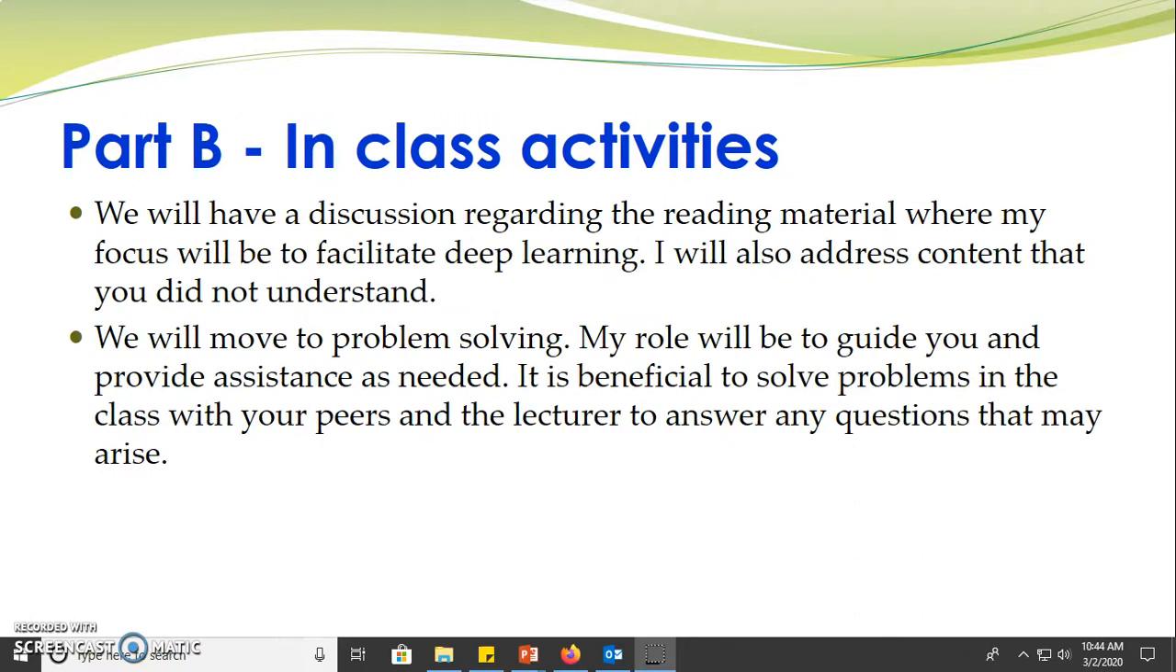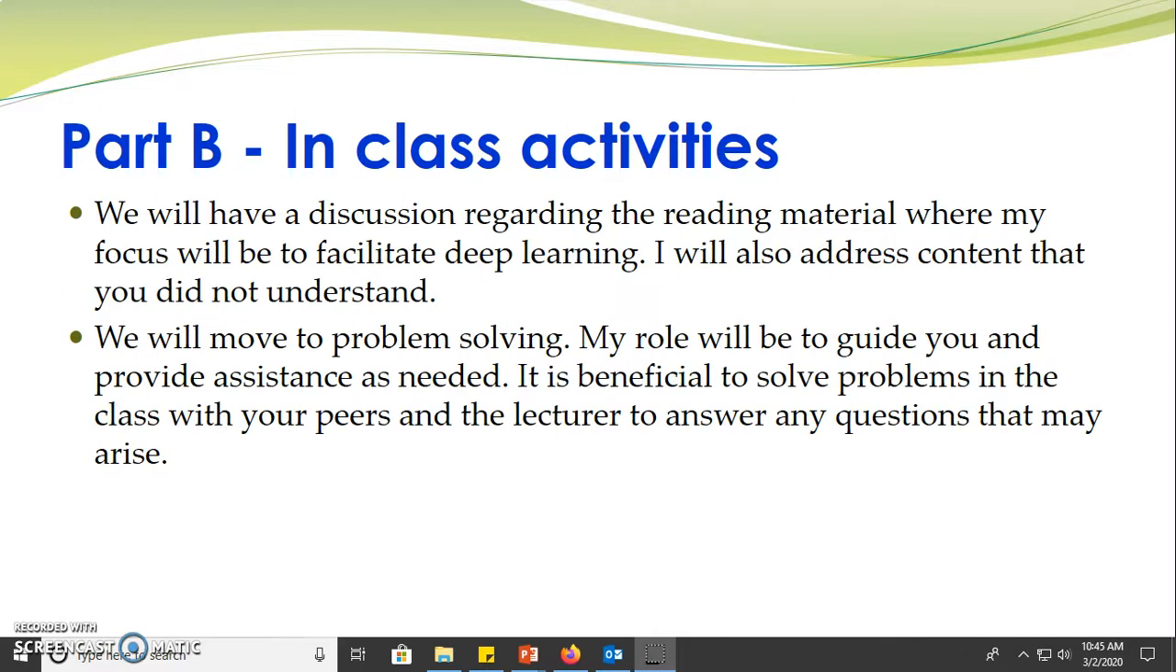Part B looks at what we are going to do once you come to the class. So we will have a discussion regarding the reading material where my focus will be to facilitate deep learning. We will also address content that you did not understand. Upon completion of this, we will move to problem solving. Here my role will be to guide you and provide assistance as needed. It is beneficial to solve problems in the class with your peers and the lecturer to answer any questions that may arise.